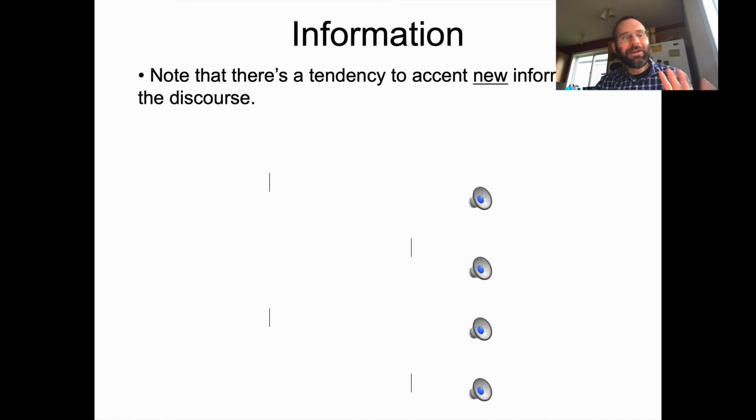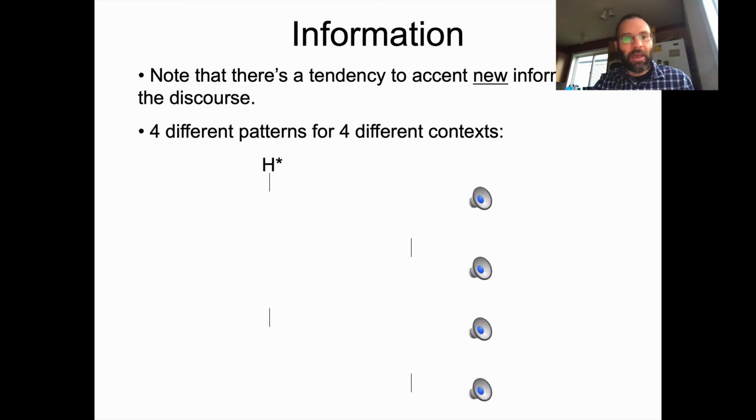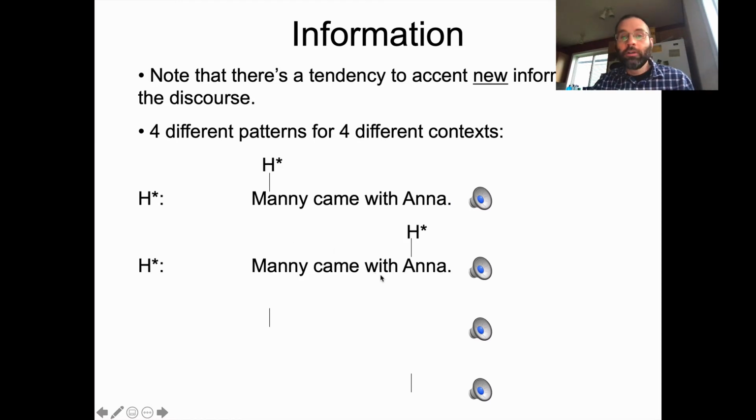As I mentioned, in that particular utterance on the previous slide, Manny's supposed to jump out at you. There's a reason for that. That's supposed to be the new information, or we interpret it as the new information being added to the discourse. We looked at this last time. There are 4 different patterns for the same string of words, and they would apply to one of 4 different contexts. So this is: Manny came with Anna. Like, who came to the party with Anna? Manny came with Anna. Not Bob. Or, who did Manny come with to the party? Who came with Manny to the party? I messed that up. Manny came with Anna. Got the answer right, though. So, Manny came with Anna, not with Jill or with Bob.